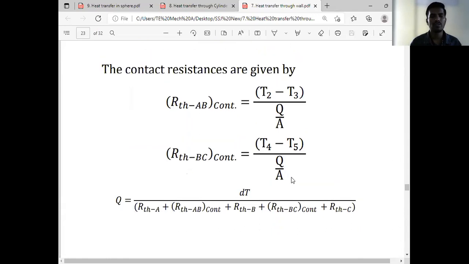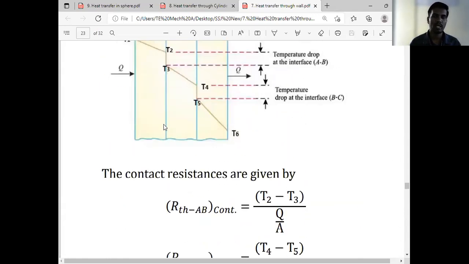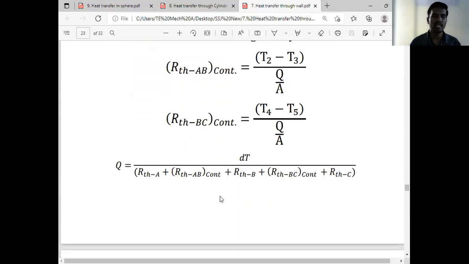Okay, write down what is the equation for Q. For this diagram that we have drawn, what will the equation for Q be? Q is equal to temperature difference divided by thermal resistance of plate A, plus contact thermal resistance of interface AB, plus thermal resistance of plate B, then contact thermal resistance of interface BC and thermal resistance of plate C. Remember, thermal resistance is different and thermal contact resistance is different.